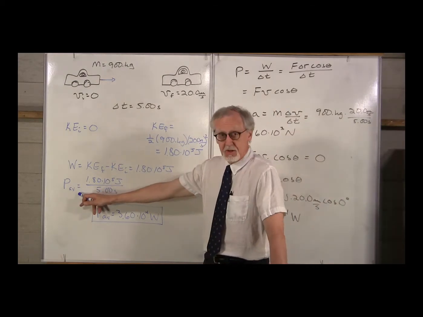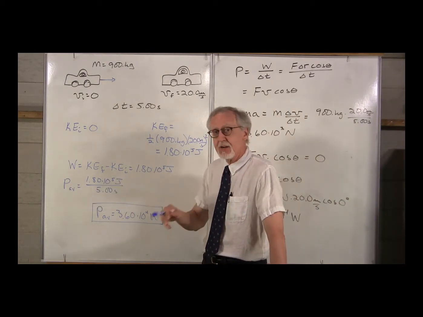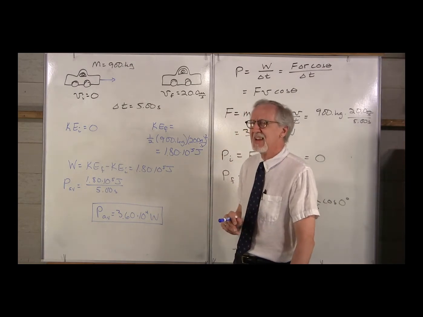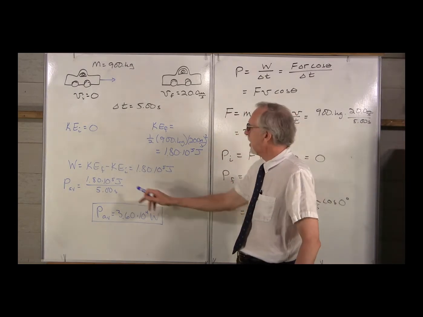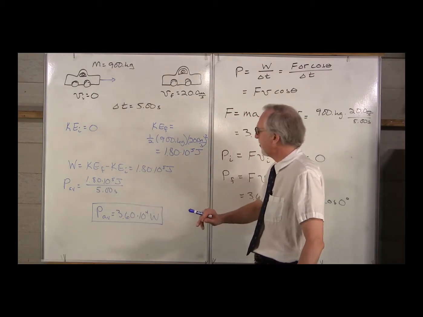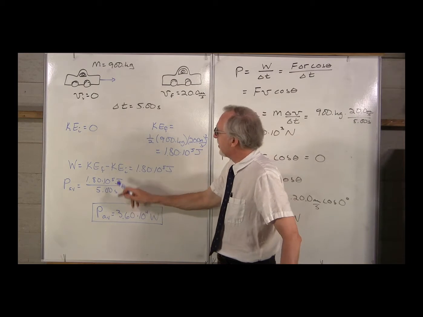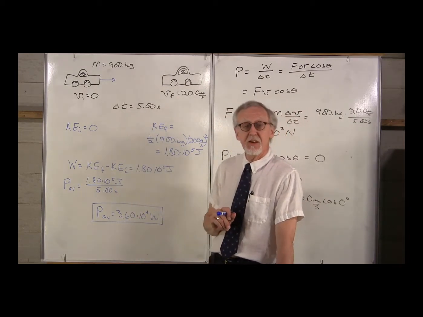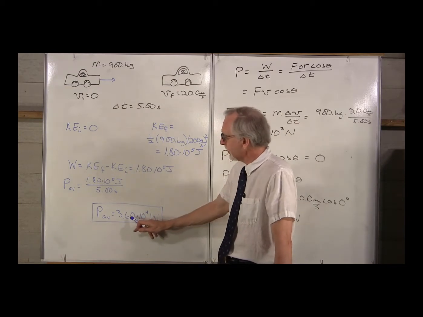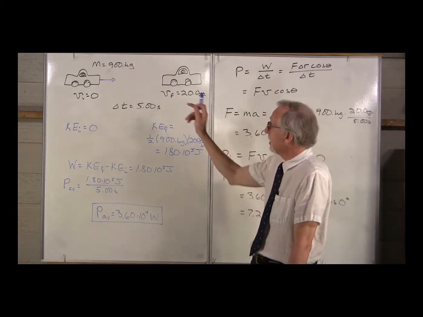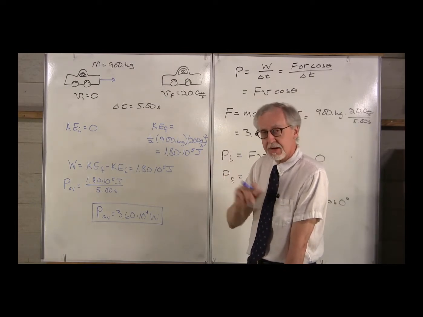What's the power exerted by the engine? And let me just say this is an average power. We'll see why this is an average power in just a second. That's the work per time, which is 1.8 times 10 to the 5th joules, divided by the time, 5 seconds, and we get 3.60 times 10 to the 4th watts. That is the average power output for the engine accelerating the car.